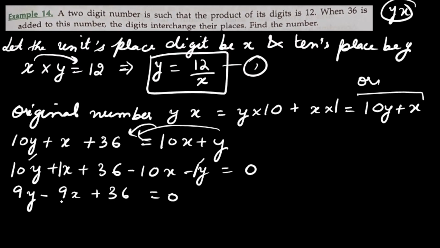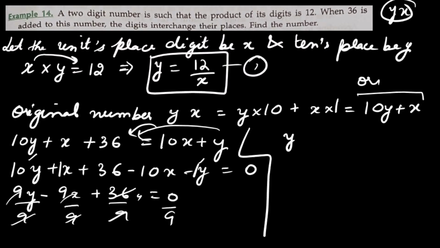Now we can simplify it further. 9 is a common factor, so the entire equation I am just dividing by 9. So here 9 and 9 will get cancelled. So this is the required equation: y minus x plus 4 is equal to 0.